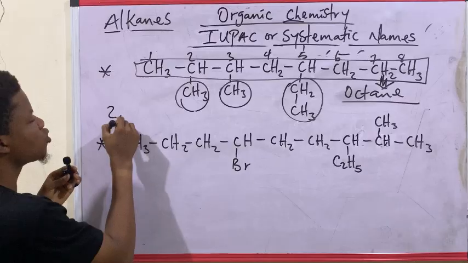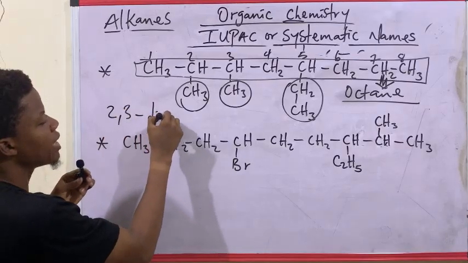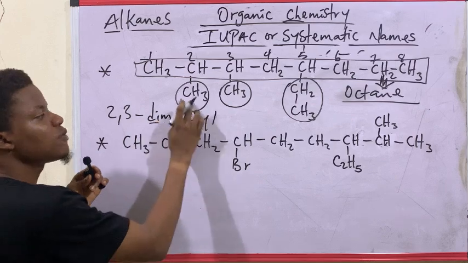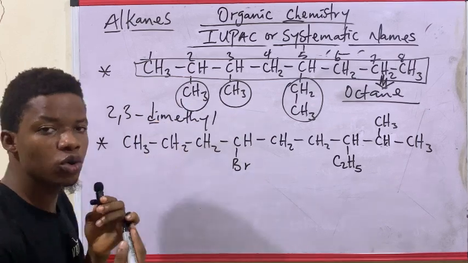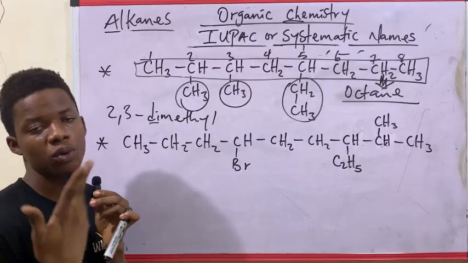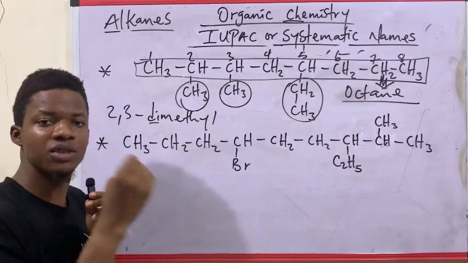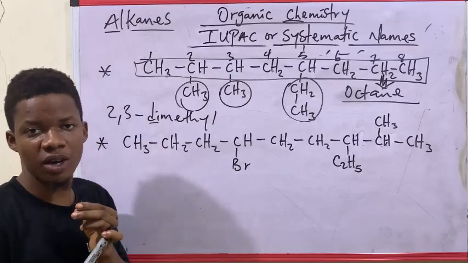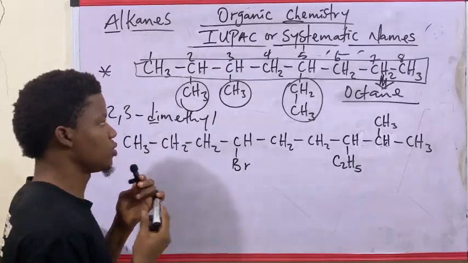So we have 2 dimethyl. Why am I using di? Because we have 2. Di is for 2, tri is 3, tetra is 4. Okay, so di is 2, tri is 3, and tetra is 4. So that is what you do.